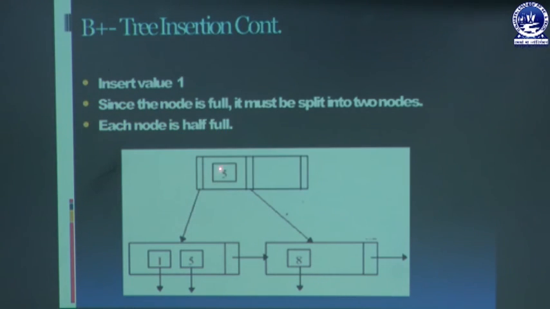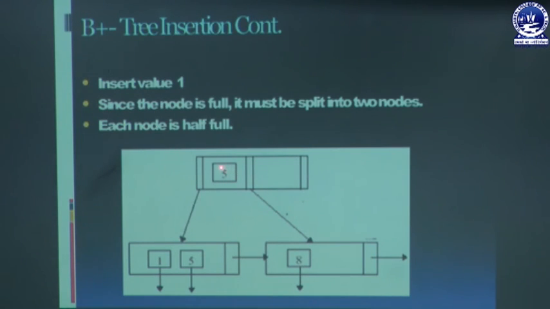You can see when we insert 1, it will be split into 2 nodes. 1 and 5 will be in one leaf node and 8 in another leaf node, and 5 moves up to its parent, because it is a B plus tree.